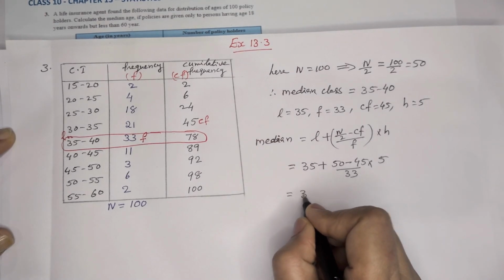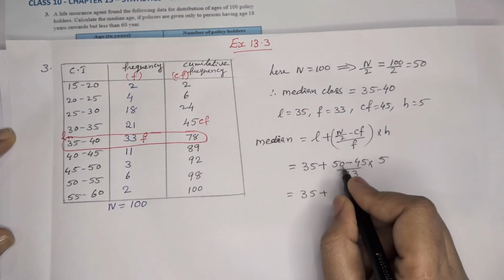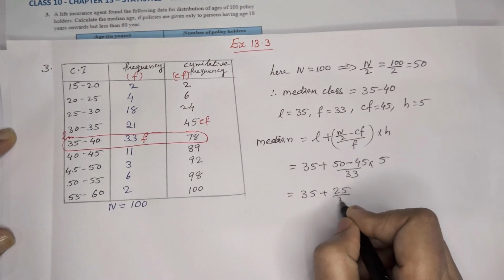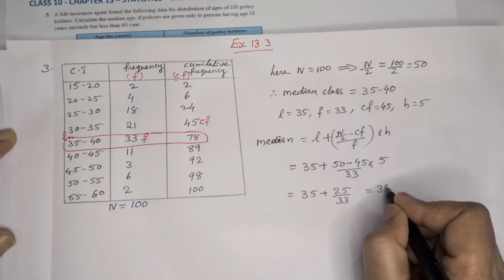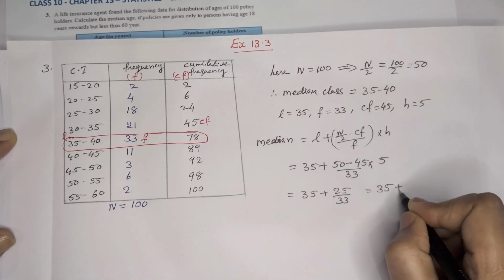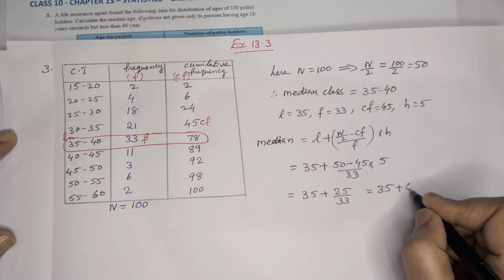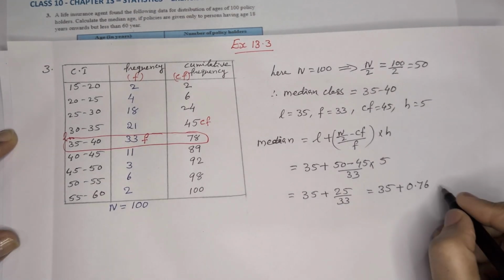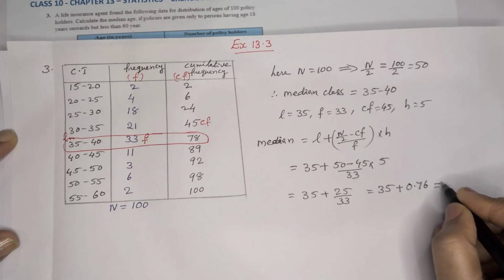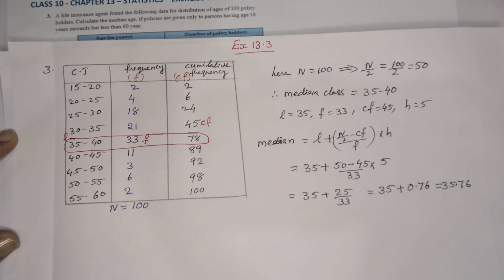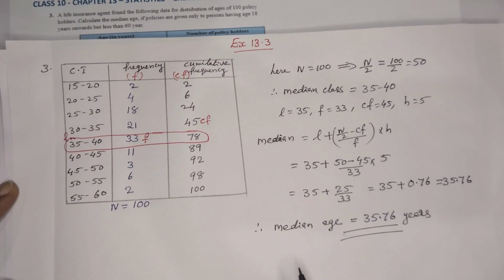Which is equal to 35 plus (50 minus 45, that is 5) into 5, 25 by 33. So 35 plus 25 by 33, and 25 by 33 we will get as 0.76, which is equal to 35.76. Therefore, we can write the median age is equal to 35.76 years.